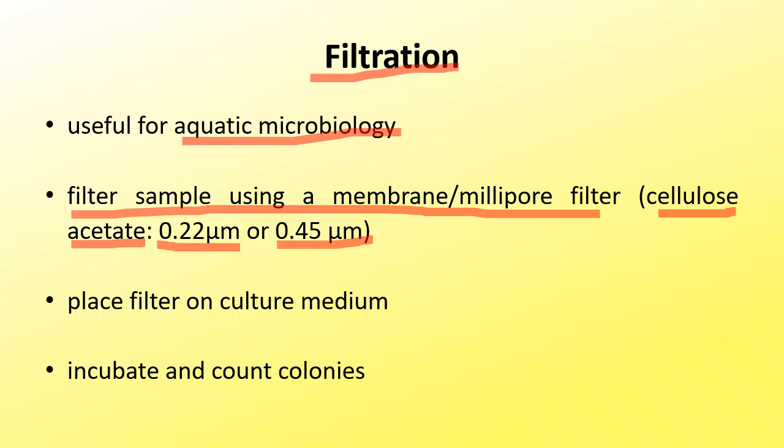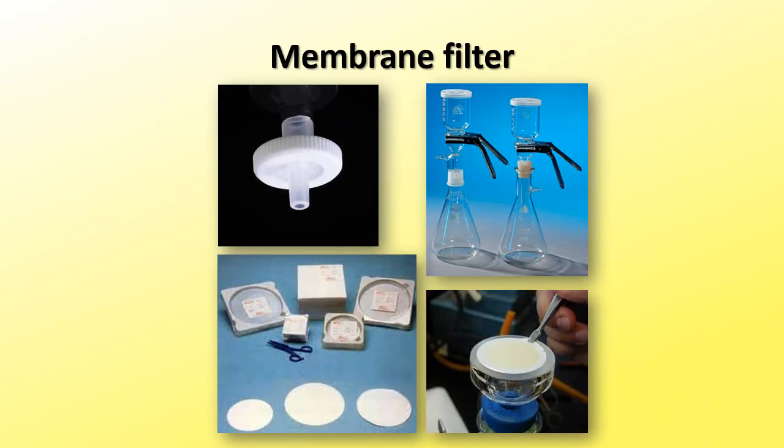So when you filter the liquid samples, the bacteria will be trapped on the filter. Then when you put the bacteria-trapped filter on the culture medium, the bacteria will start to grow. After the incubation, you should be able to see the colonies, and then we count the colonies and use the CFU per ml formula to count the number of bacteria. So this is how the filter looks like.